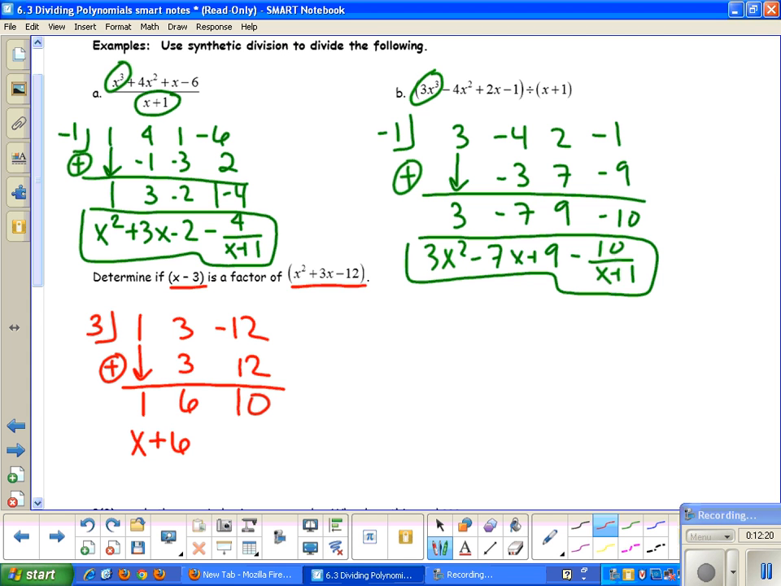So when I do this, I get my quotient or my answer, which is x plus 6, because, oh, sorry, I didn't realize I did that. This should have been 18, because 6 times 3 is 18, which gives me 6. So this would be x plus 6 plus 6 over x minus 3. So because the remainder is 6, that means that x minus 3 is not a factor.